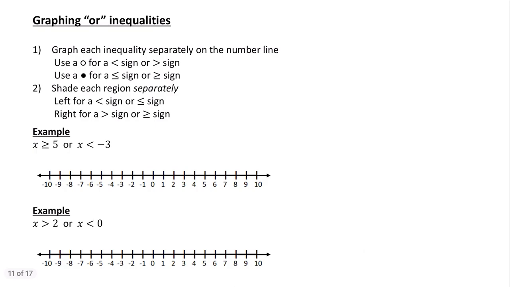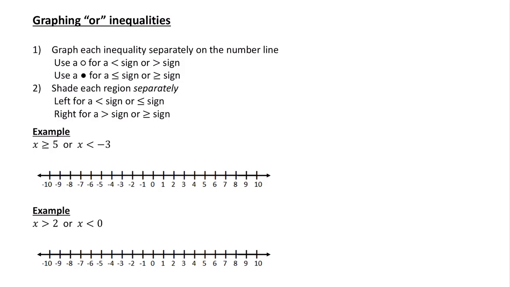So now let's talk about how to graph OR inequalities. So OR inequalities, you're really going to think about each piece separately, okay? And then we're just going to follow the rules of open or closed circles, and then the rules of shading left or right. So what I'm going to do is I'm going to look at my number line, okay? And when I graph x is greater than or equal to 5 or x is less than negative 3, I'm going to think about each inequality individually.